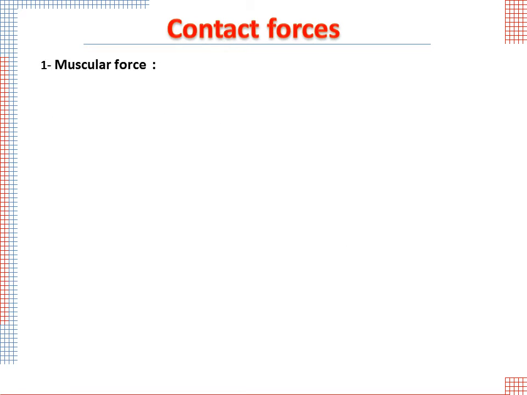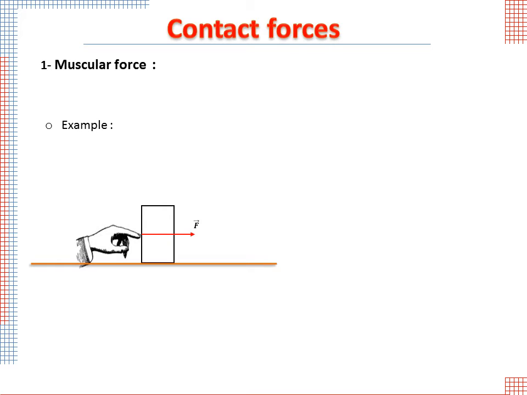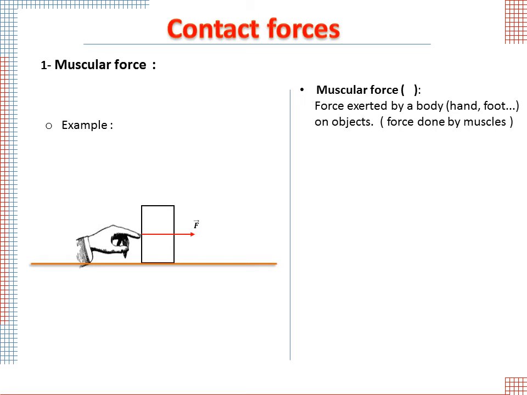Contact forces. The first one is the muscular force. For example, if we have a box and the hand pushes this box, the hand applied a force F on this box. The force F is applied by the muscles of this hand. Then this force is called muscular force. Muscular force is the force exerted by a body on objects, or we can define it by a force done by muscles.